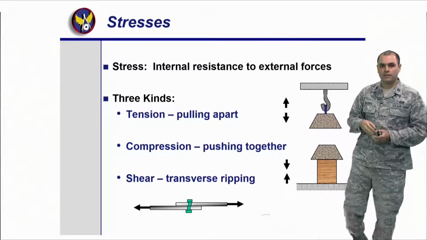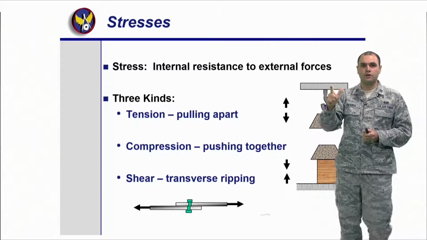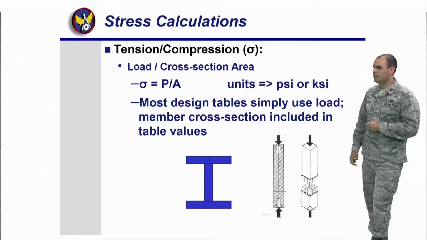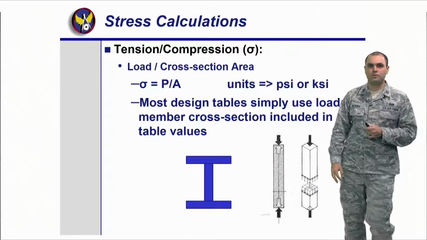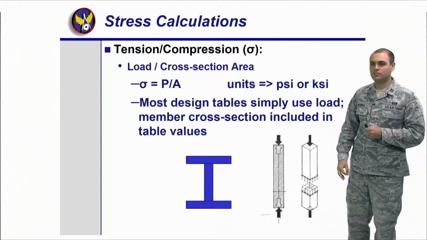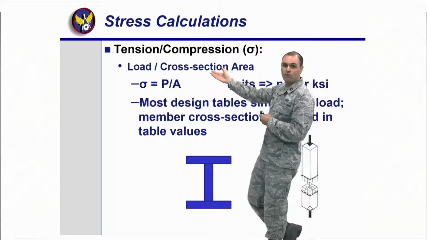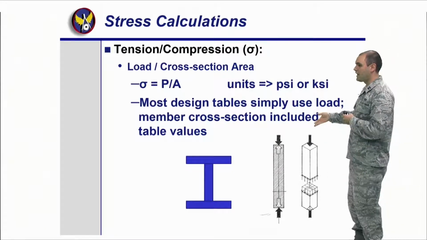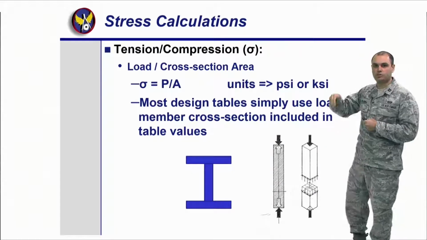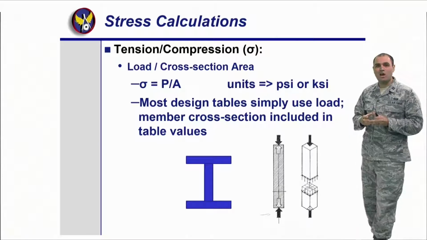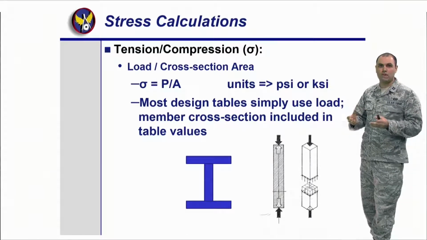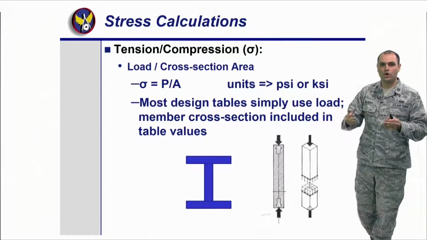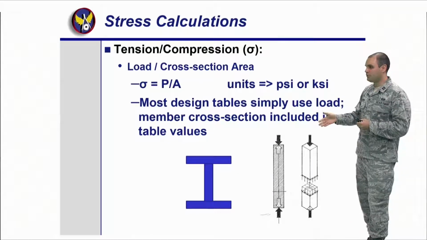So again, three kinds: tension, compression, and shear. With stress calculations, in the tension compression, we're going to call that sigma, all right? Sigma is going to be P, which is going to be the force, P over A, being the cross-sectional area. So if we have, for example, this column, and we have a force P pushing down, the area of the column is the actual A factor. And based on that, you can get what the tension or compression stress is for this column.